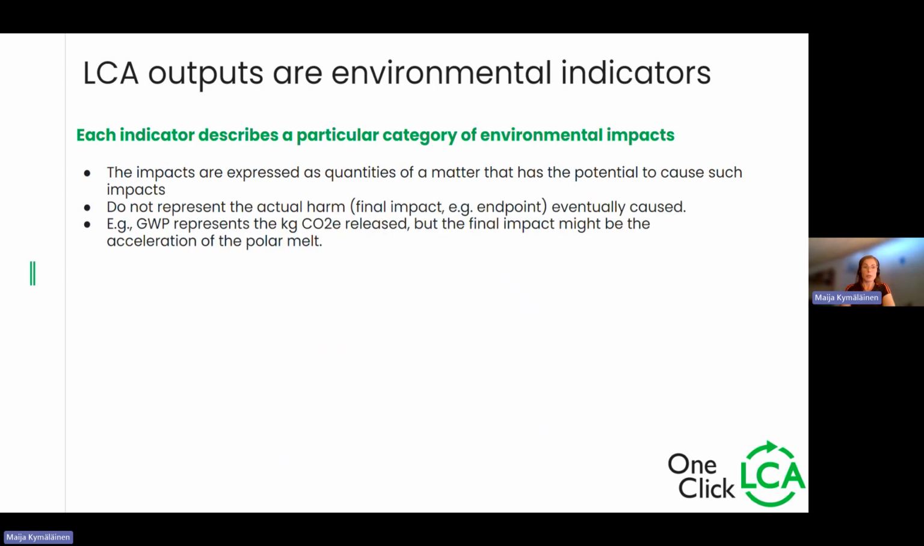So for example, global warming potential represents the kilograms of CO2 equivalent released, and it has the potential to affect global warming, but the final impact might be the acceleration of polar melt, for example.